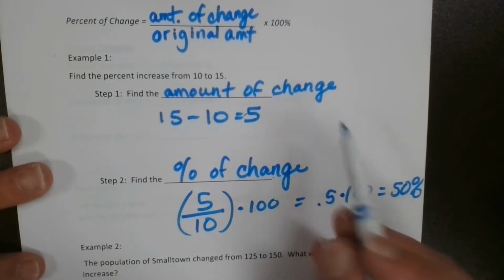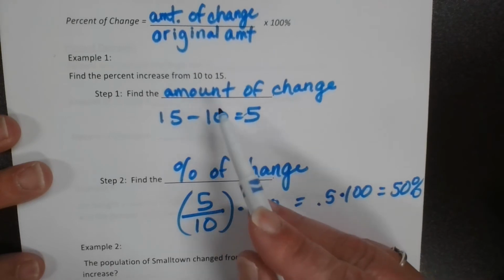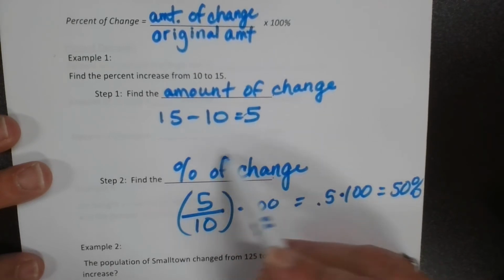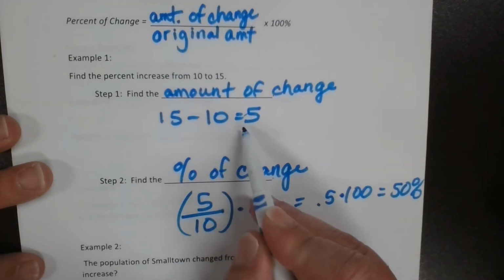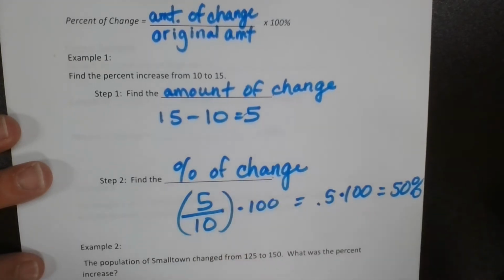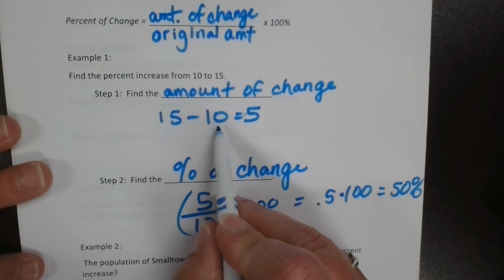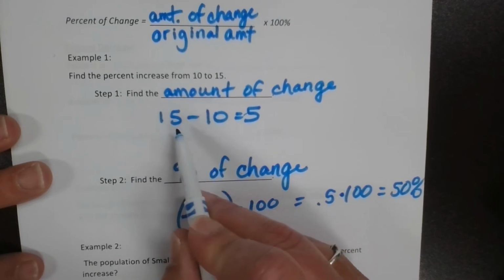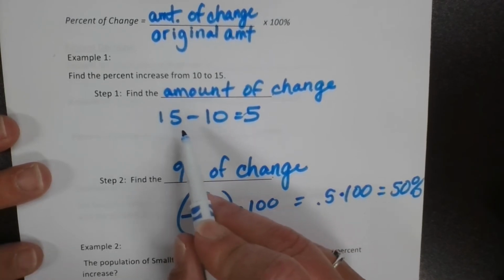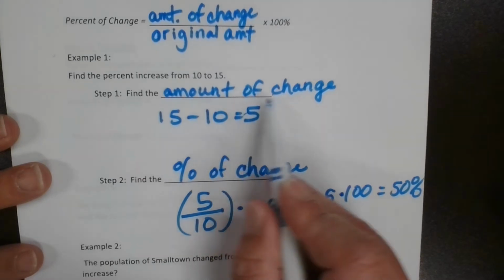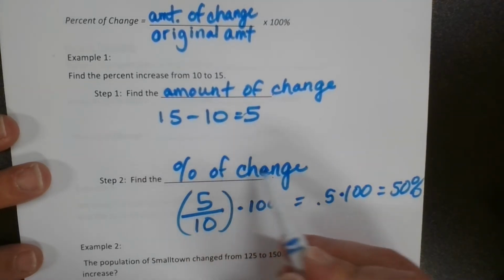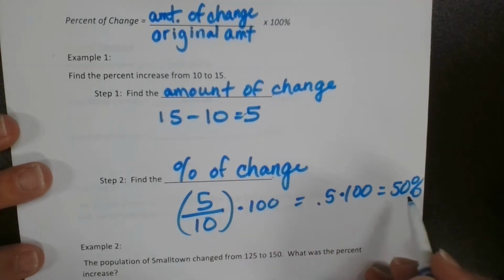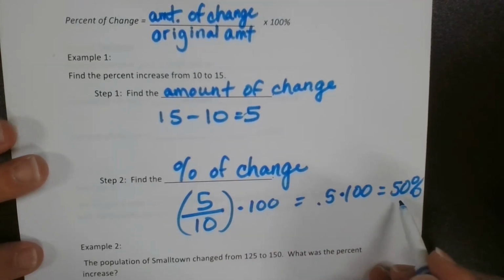So yes, it increased 5. That's the amount of the change. But the percent of the change was 50%. It went up 50%. Just like if you made 50% more per hour. Say you were working for $10 per hour and you got a raise. Now you're working for $15 an hour. So your amount per hour of change would be $5. But the percent of that change would be your salary increased by 50%.